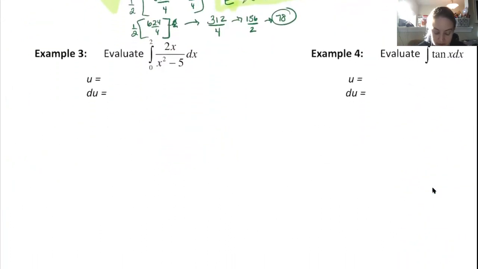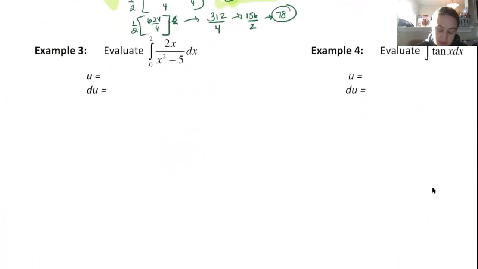Now, example 3, we're going to evaluate 2x over x squared minus 5 dx between 0 and 2. I want to make a note of something that I did not mention the other day. When we integrate, you can't integrate 1 over x squared as it is. You can't do it in the denominator. You have to bring it to the numerator. So this is x to the -2 dx.